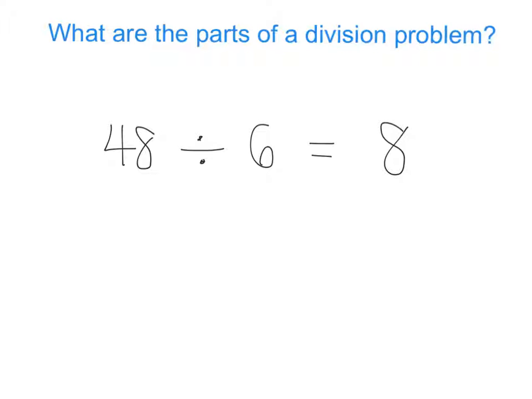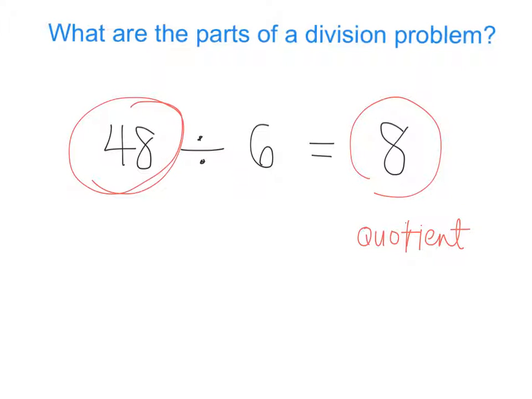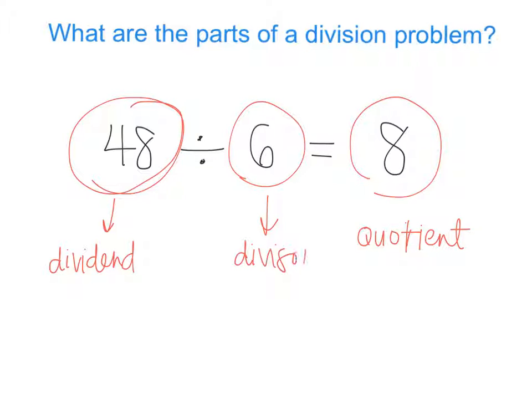What are the different parts? What do we call the different parts of a division problem? We said that we call the answer the quotient. And you're writing this down. Oops, quotient. What do we call this first number? We've been calling it the dividend. Okay? And we've been calling this the divisor. Now, this part is the quotient, this part is the divisor, and this part is the dividend.